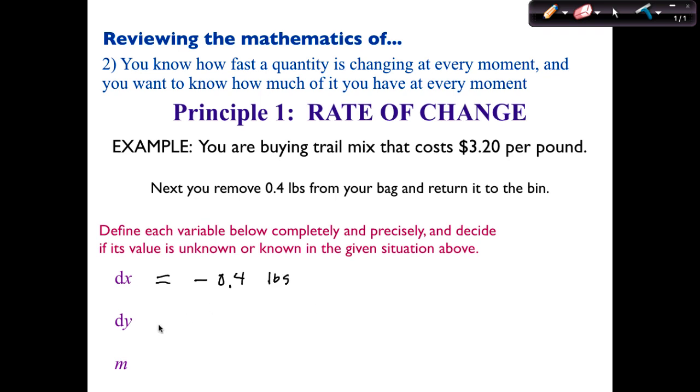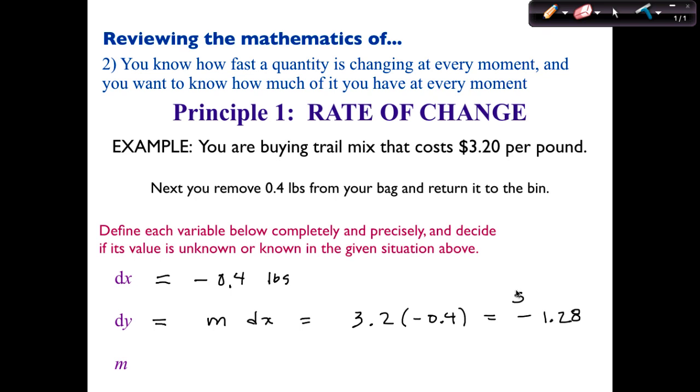Do we know what dy is? How do we find the change in cost given that change in pounds? Yeah, m dx, right? So that's what I just talked about. Like I said, given any change in pounds, we can figure out the change in cost by doing m dx. So it'll be 3.2 times negative 0.4, and we get negative 1.28.